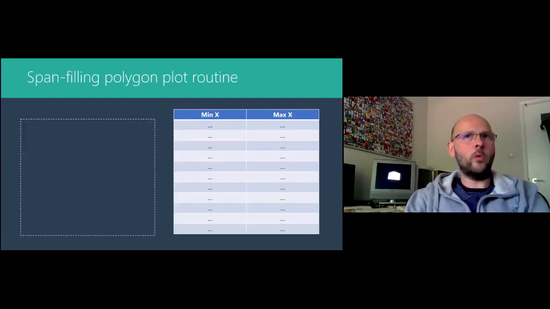For those of you who don't know how that works, I'll go very quickly through this. Essentially, you can use Bresenham's line algorithm to draw edges, but instead of drawing the edges in wireframe, you just draw the coordinates into a table.